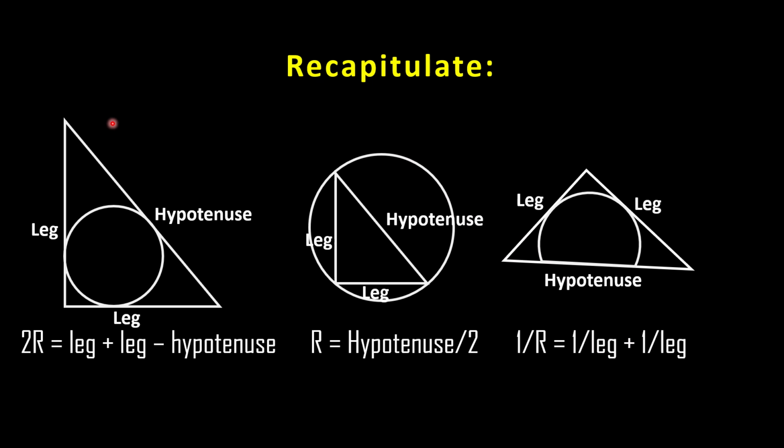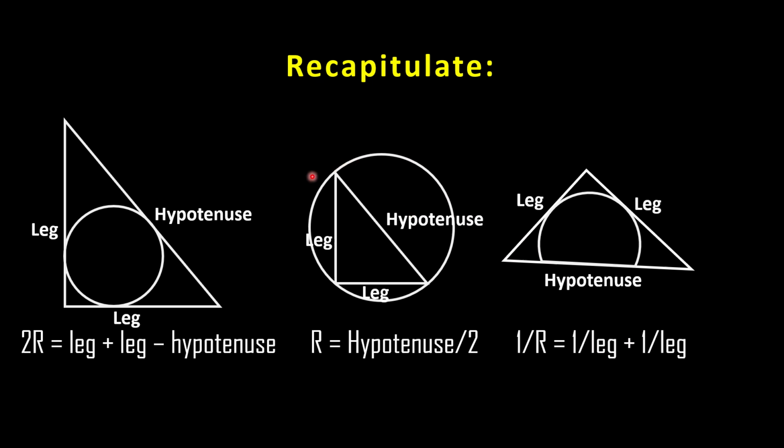In all the cases, the triangle is a right angle triangle, not any other triangle. If it is not a right angle triangle, then there would be a different formula. This formula in each case is only for a right angle triangle. So if the circle is inside a right angle triangle, then the radius will be equal to the sum of the two legs minus the hypotenuse, whole by 2.